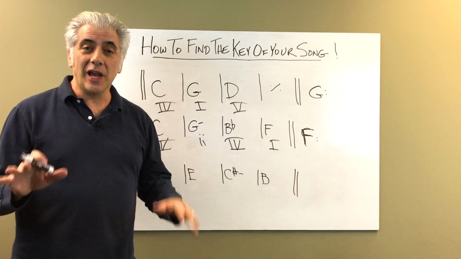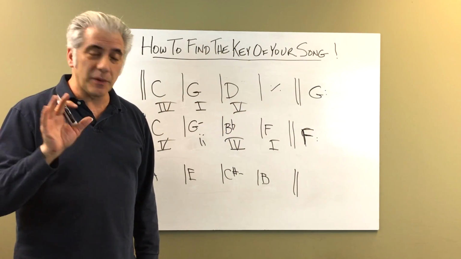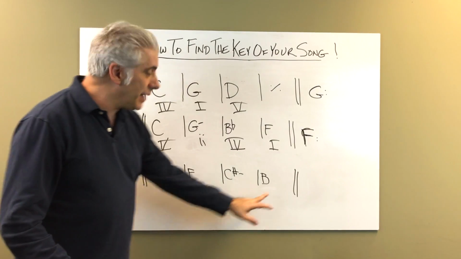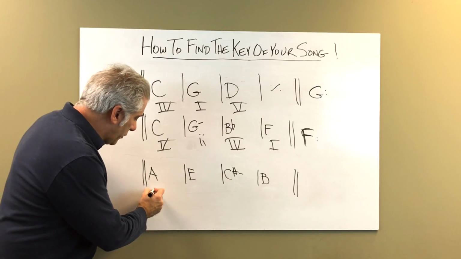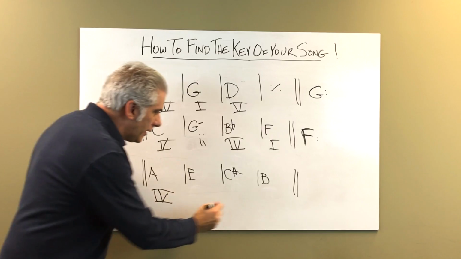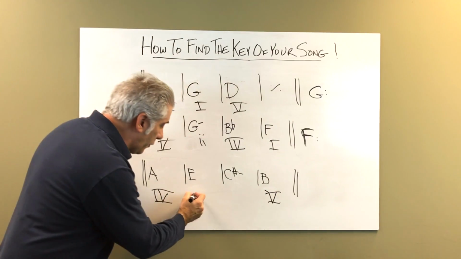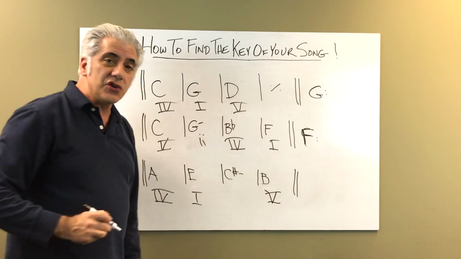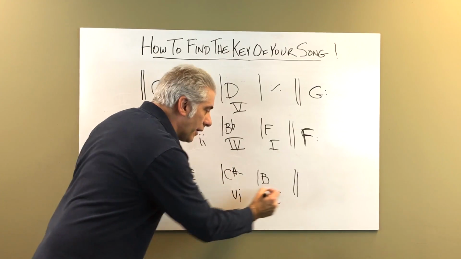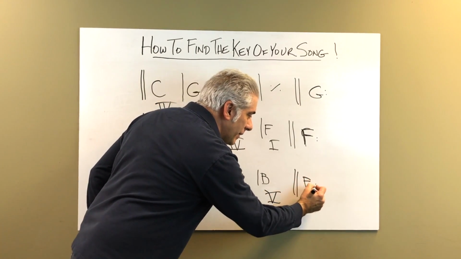What about this last example? Do we have 2 major chords that are a whole step apart? Let's look. A and B, yes. So A is going to be the 4 chord. Remember, the lower one's always the 4 chord. Upper one's going to be the 5 chord. Do the other chords fit in the key of E? Yes. The 1 chord is E major. C sharp minor is the 6 chord. So you are in the key of E major.